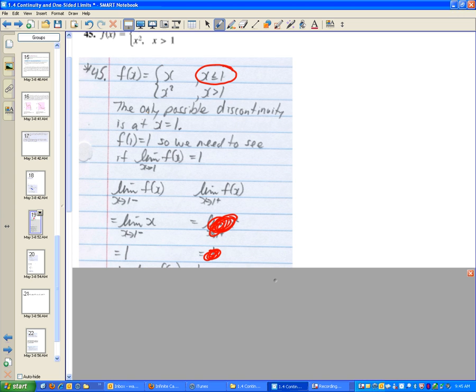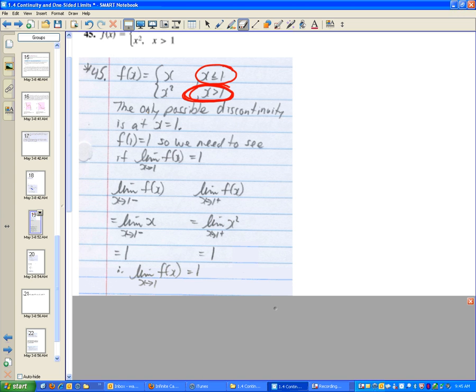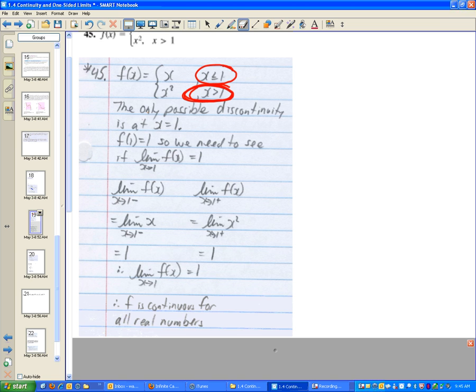Then we find the limit of f of x as x approaches 1 from the right. We have to use the other definition because those are the numbers to the right of 1. So we're finding the limit of x squared as x approaches 1 from the right. Substitute and you get 1. Therefore, the limit of f of x as x approaches 1 does equal 1. And what's that tell us about the continuity of this function? It's continuous for all real numbers. Everywhere continuous. No discontinuities. However you want to say it. Continuous on the interval from negative infinity to infinity.